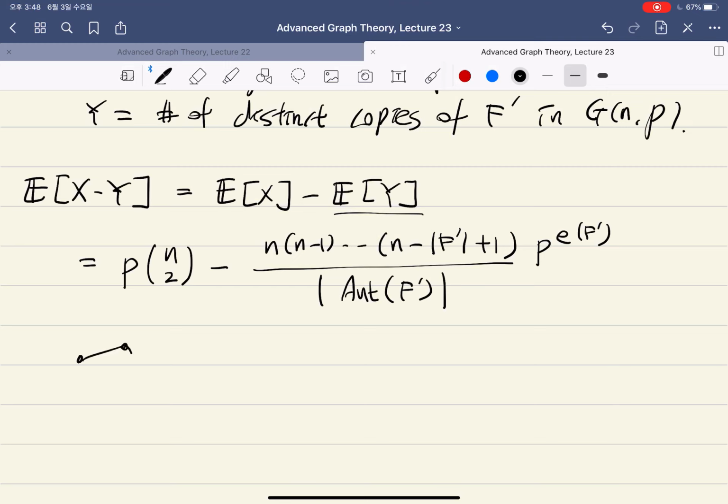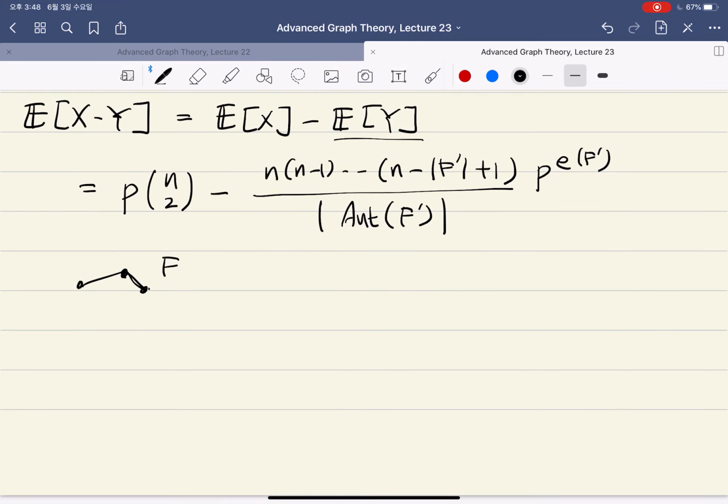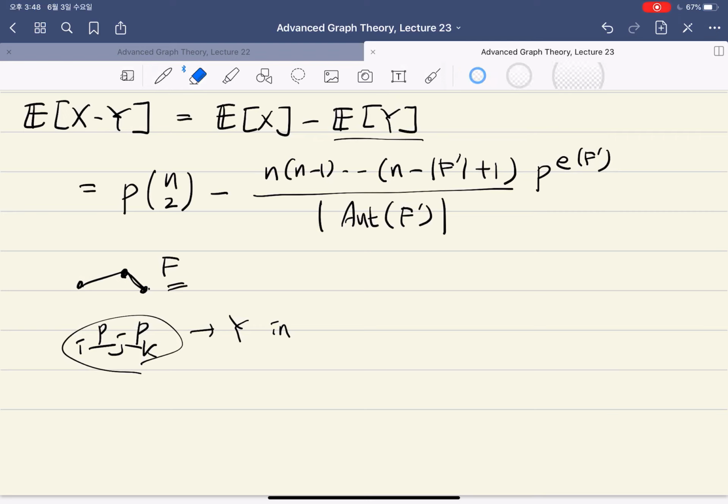So for example, if F is this graph, P3, then you choose 3 vertices I, J, K, and then with probability P there is an edge, then you count this F by 1. This contributes to Y by 1.